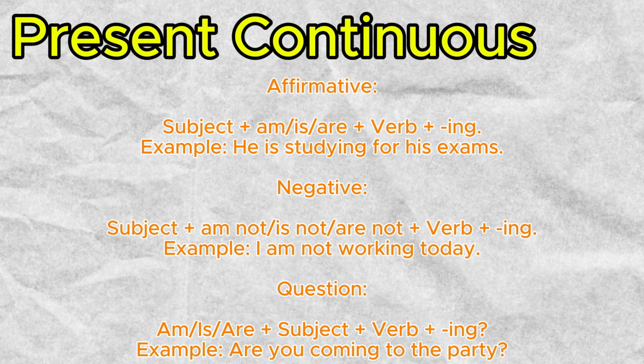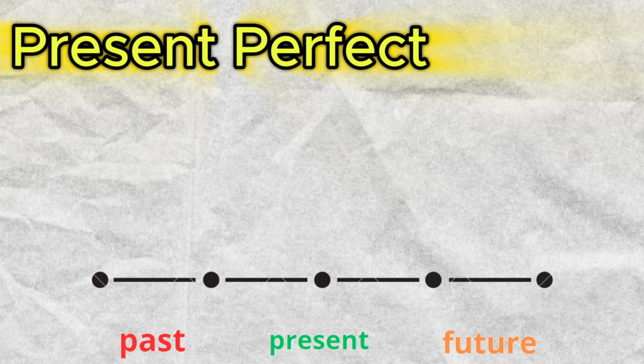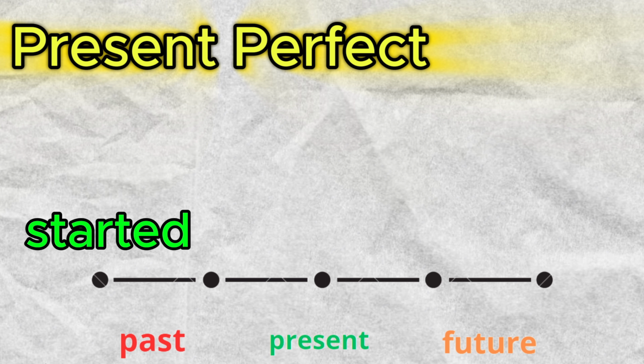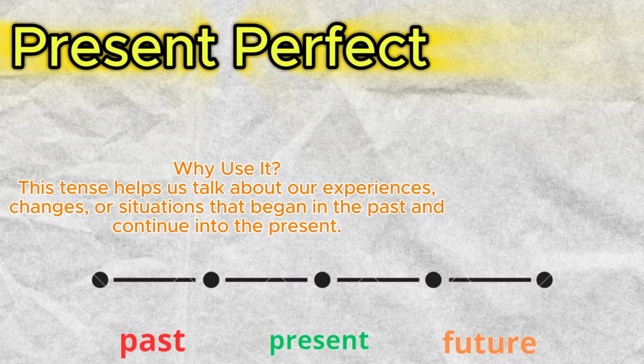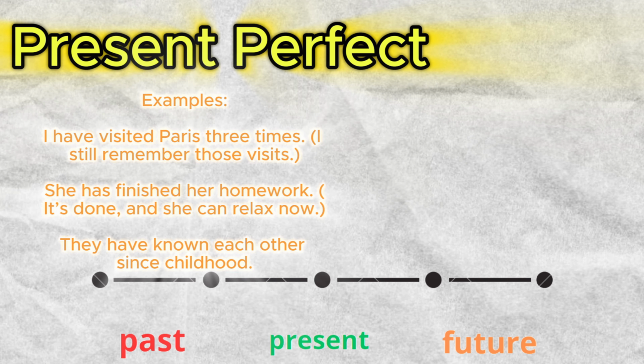What is it? The present perfect connects past actions to the present. We use it to express actions that started in the past and have relevance now, or experiences we've had up to this point. Why use it? This tense helps us talk about our experiences, changes, or situations that began in the past and continue into the present. Examples: I have visited Paris 3 times.